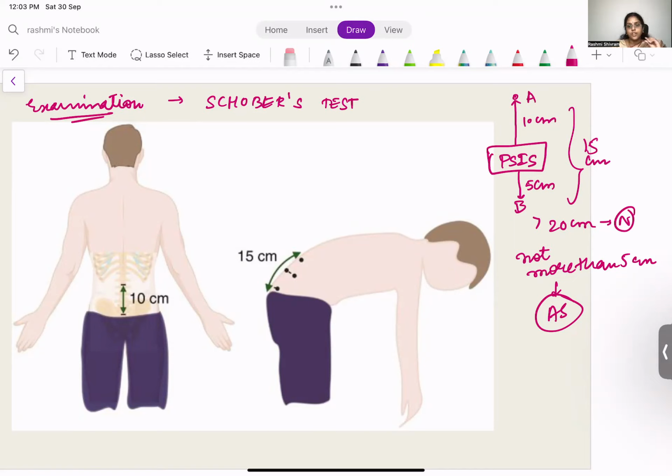So you locate the posterior superior iliac spine. You label a point A 10 centimeters above it, and a point B 5 centimeters below it. Measure the distance when the patient bends forward, keeping in mind that the knee and ankle should not be bent. If the difference is less than 5 centimeters, the patient has ankylosing spondylitis. If it is more than 20 centimeters, the patient does not have ankylosing spondylitis.